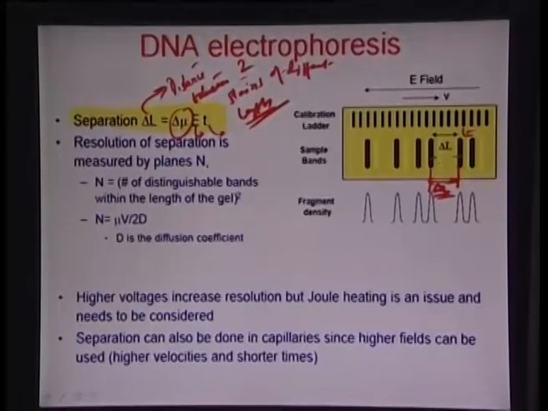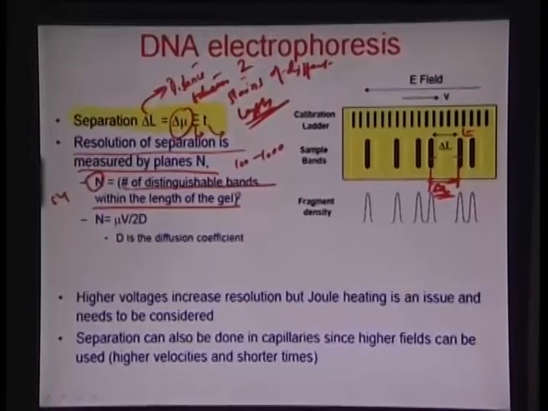Resolution of the separation is measured by plates N, where N is the number of distinguishable bands within the length of the gel, squared. So if you have, let's say, 100 to 1000 base pair DNA, and you get exactly 10 distinguishable bands, or exactly 9 or let's say 8 distinguishable bands, the resolution essentially is only 64. That's what it would mean.